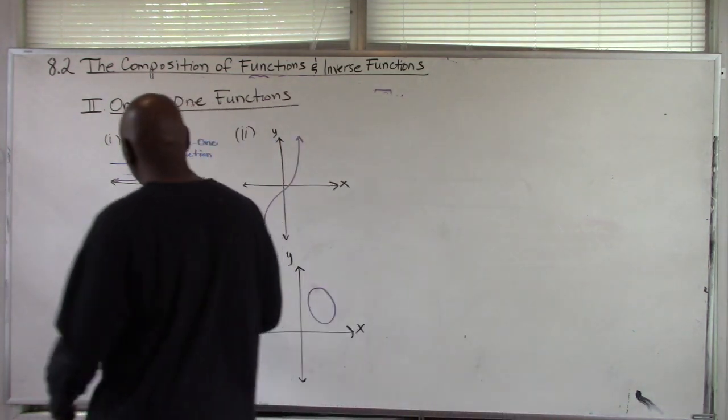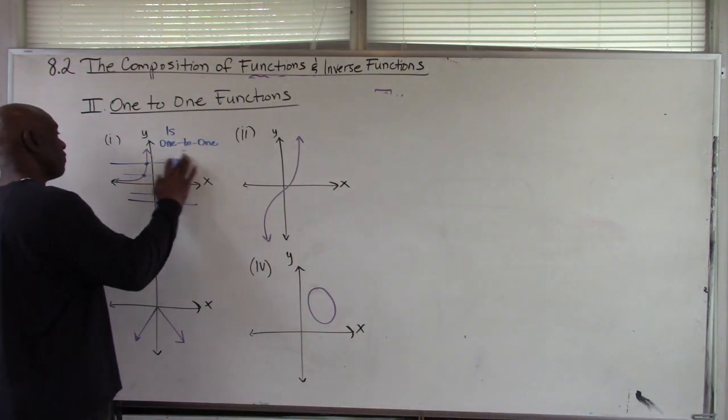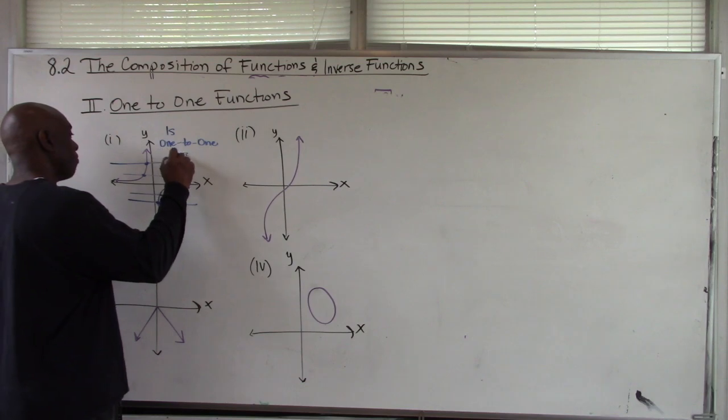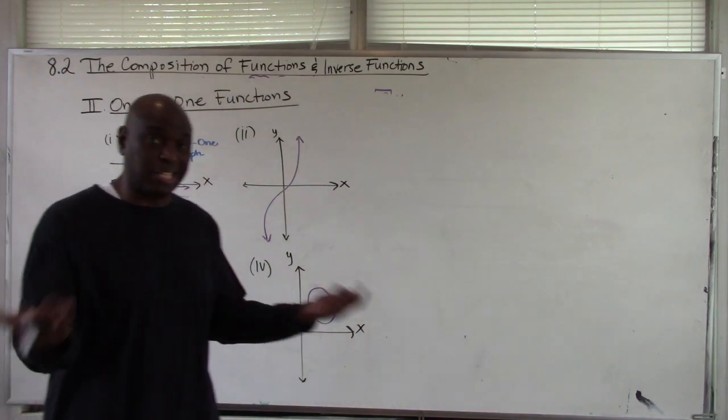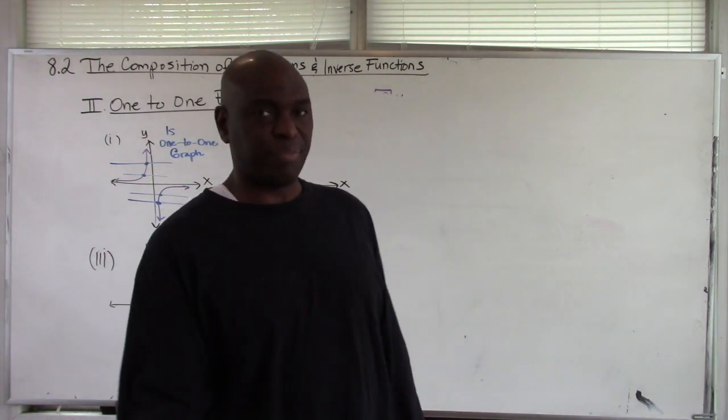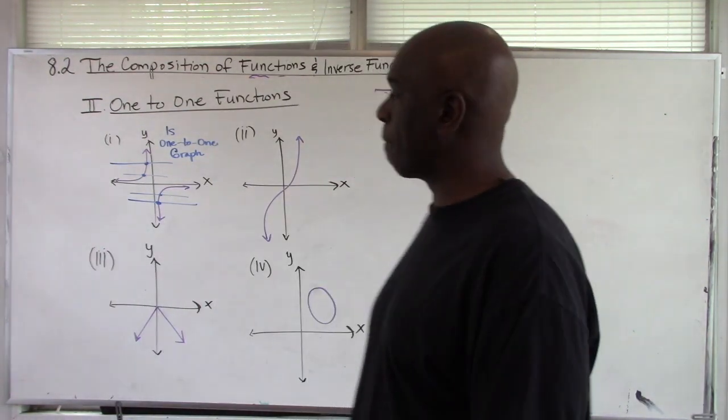Or, don't even say function, just say graph. That's a one-to-one graph or a one-to-one relation, because it's not always going to be a function. You say graph. It's one-to-one.